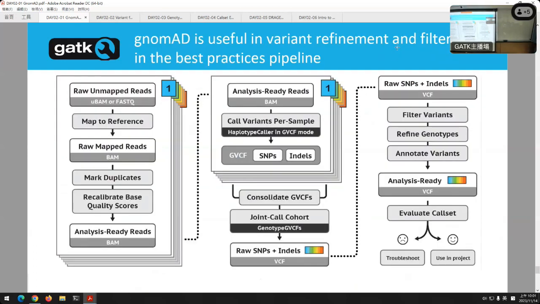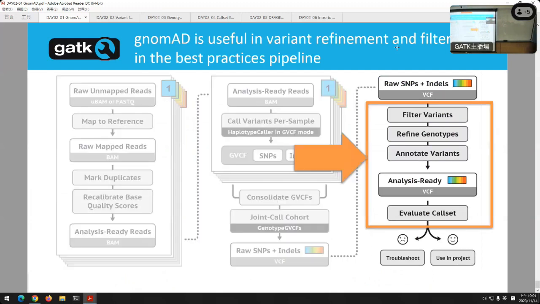Okay, so just to bring this back to the GATK best practices variant calling pipeline that we were discussing yesterday, this part at the end is really where the gnomAD dataset fits into that. It can be used for variant filtering, refinement, and annotation. And that's all I have on gnomAD. Any questions?